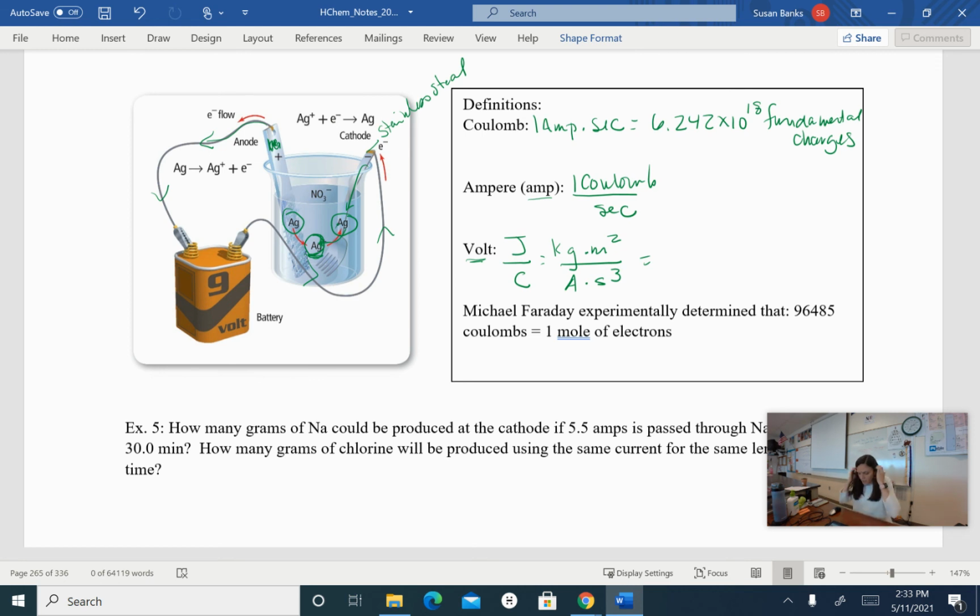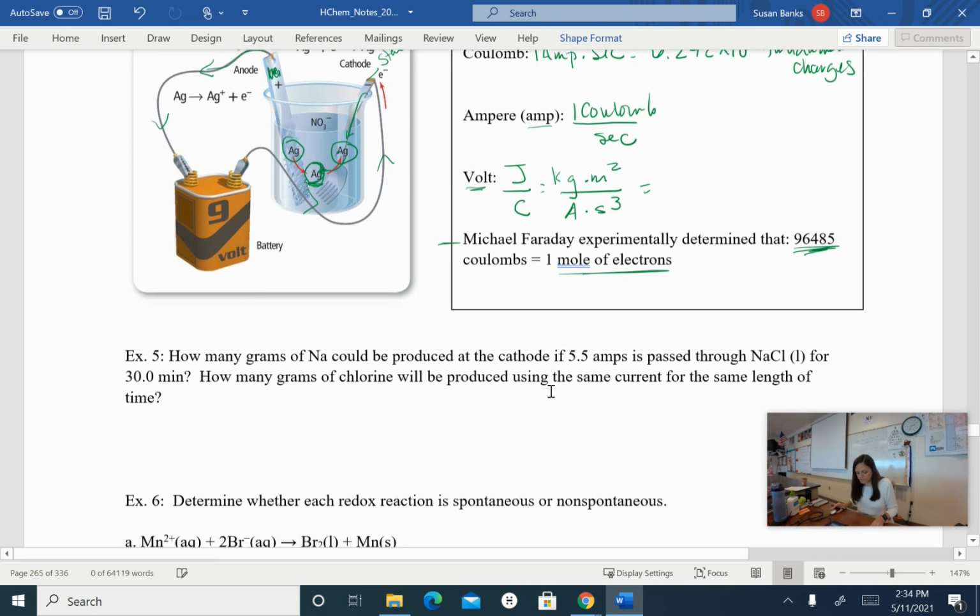Okay? So let's learn how we do this. We're also going to be using Michael Faraday's work. You might have heard of him as well. Faraday cages are really interesting. Michael Faraday experimentally determined that we have 96,485 coulombs for 1 mole of electrons. So we're going to use all of these different units to help us understand some mathematical problems here. Okay? So here we go.